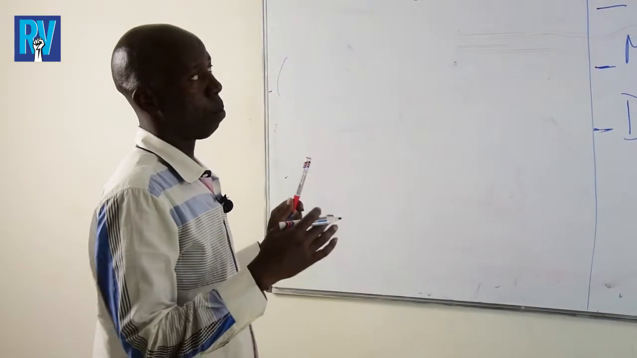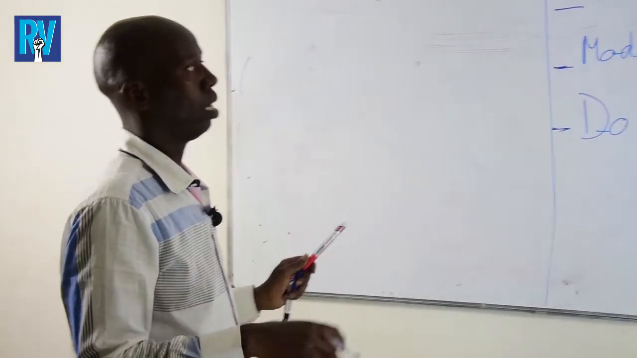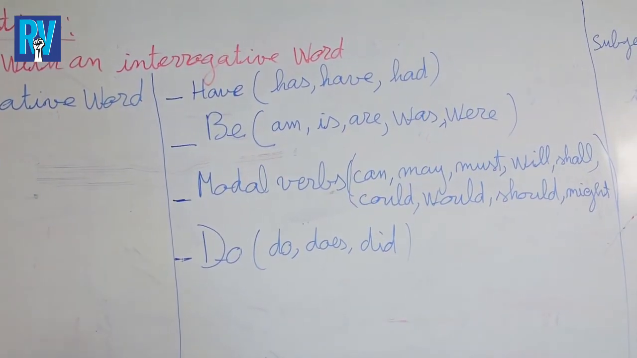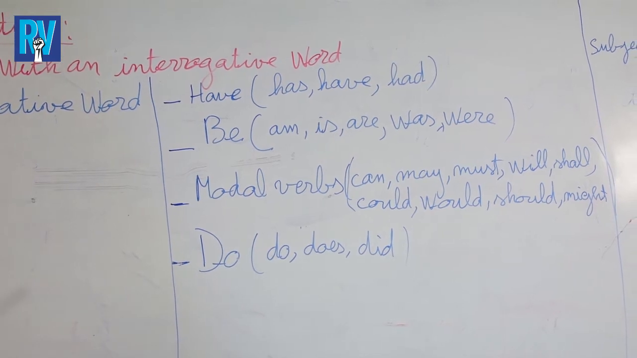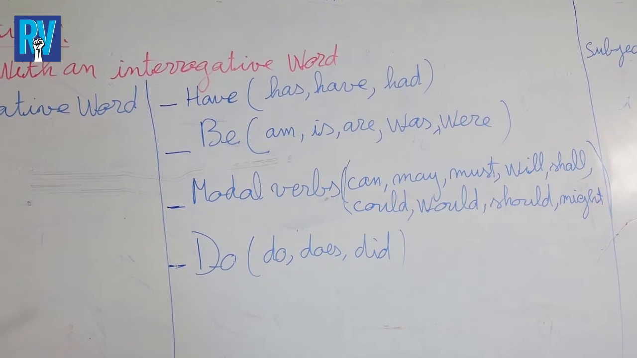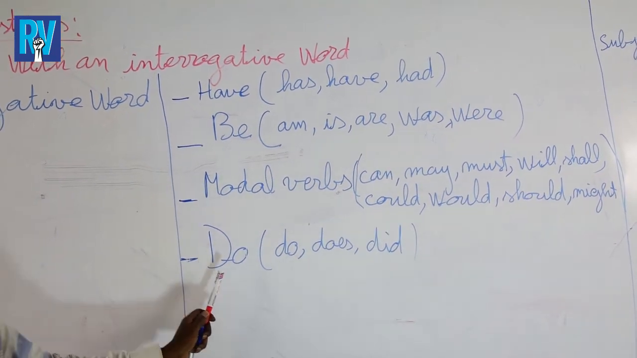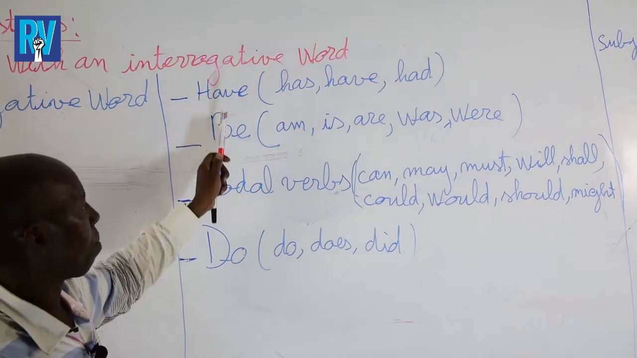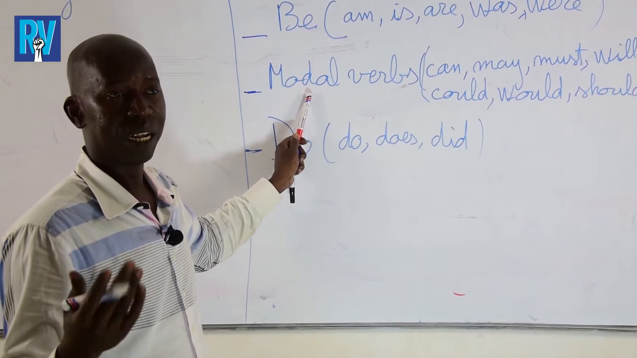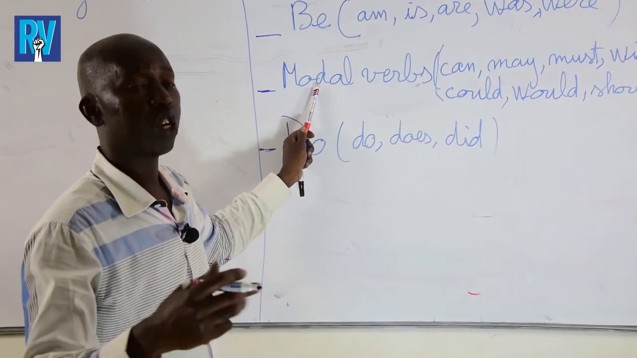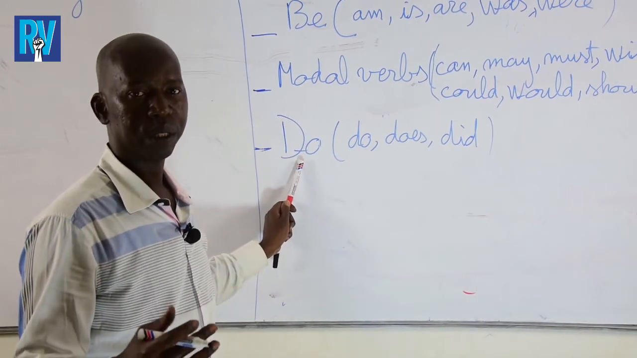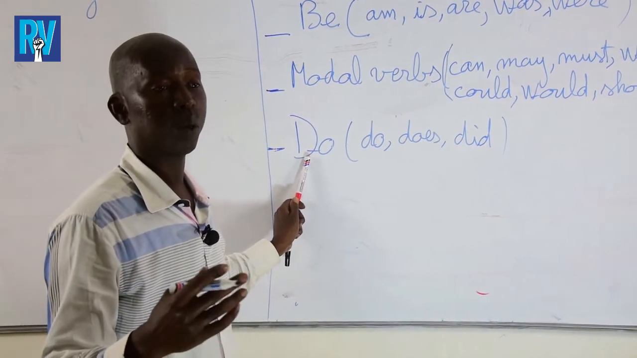Mot interrogatif, on peut avoir have, has, had. Mot interrogatif, on peut avoir be: am, is, are, was, were. Ou bien mot interrogatif, on a le modal, que ça soit can, may, must, will, shall, could, would, should, might. Ou bien on a le do grammatical, si dans notre phrase on n'a pas le have, pas le be, pas le modal, ça veut dire qu'on a un verbe simple. We have a simple verb. And whenever we have a simple verb, we cannot use it to ask our question, but we have to borrow the grammatical do.